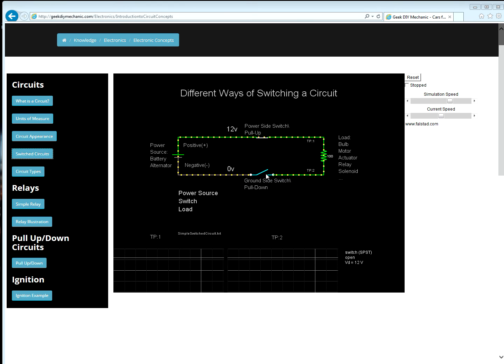This is at 12 volts. Once I close it, it pulls it down. It was at 12, it pulls it down to 0 volts, to ground.